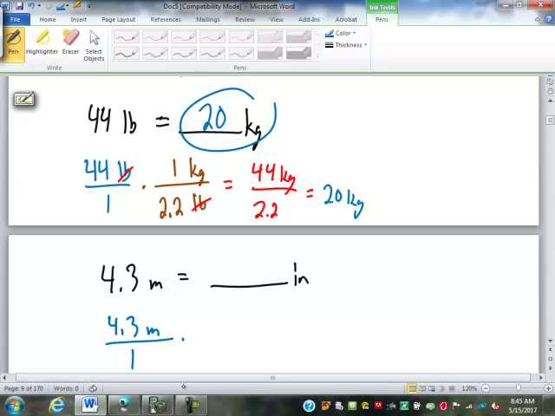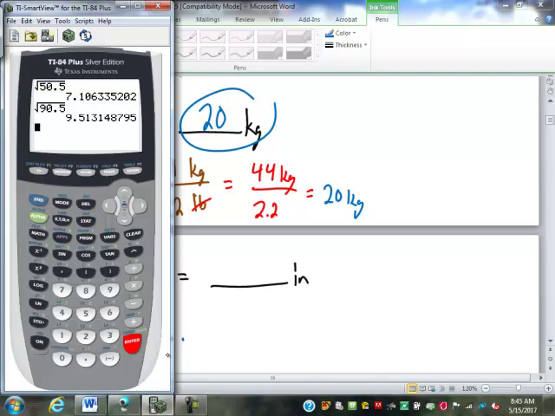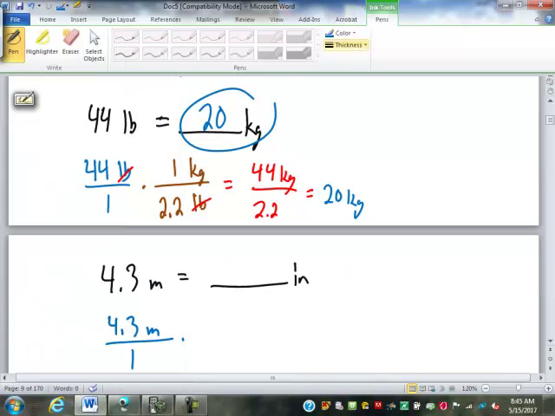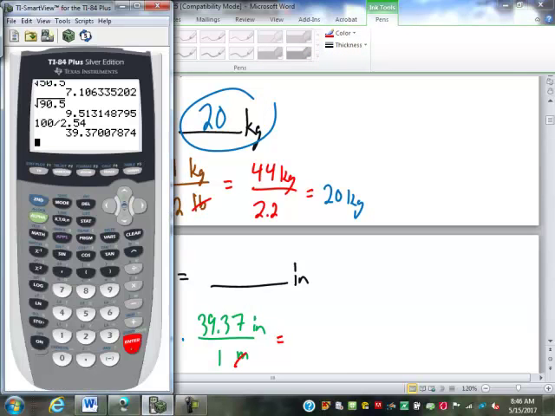So we take our 4.3 meters over 1. And for the life of me, I just forgot how many... 39.37 is the conversion. That's what I was looking for. Meters go on bottom. 1 meter is 39.37 inches. So I've got 4.3 times 39.37.